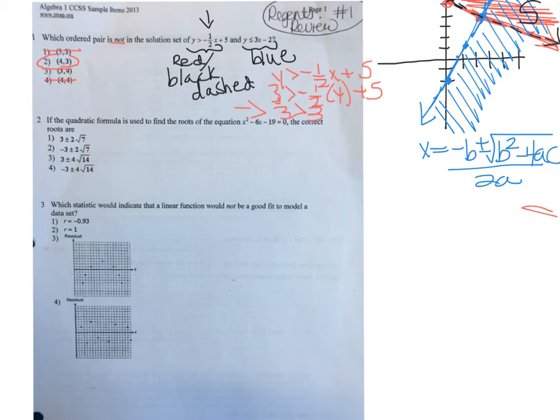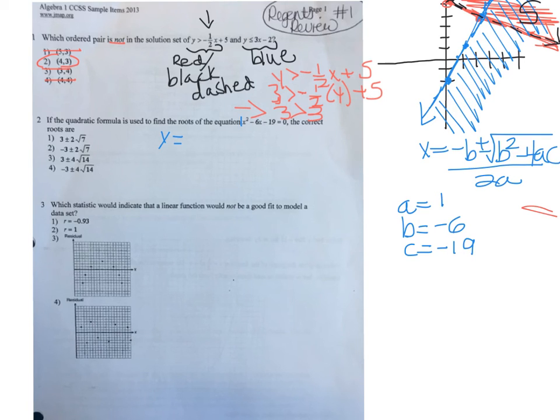First and foremost, you must make sure that you transfer that formula from the back of the Regents very carefully and very explicitly to your paper. Pick out your a, b, and c. The coefficient of x squared is 1, so that's your a. b is negative 6, and c is negative 19. So let's plug it into the formula.